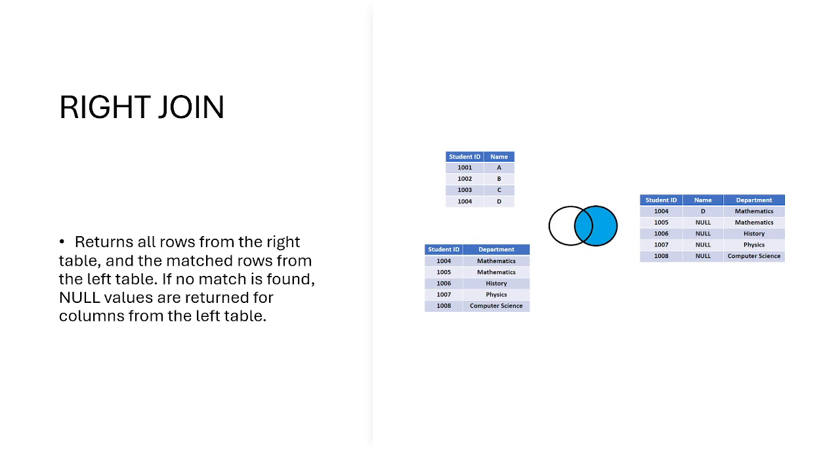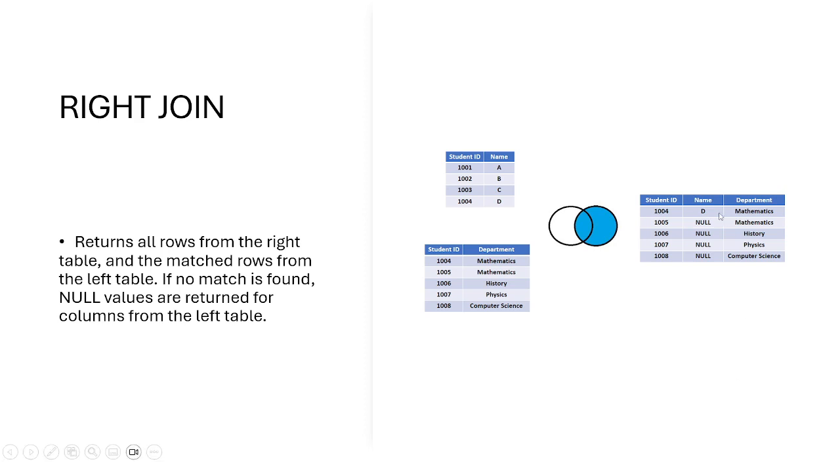Now, the other type of join that we have is the right join. Right join is quite similar to the left join, just like the names right and left. So what does right join do? It returns all rows from the right table and the matching rows from the left table. If no match is found, no values are returned for columns from the left table.